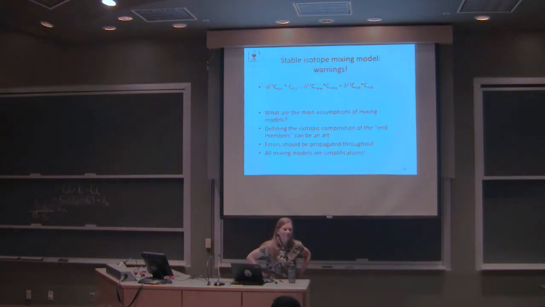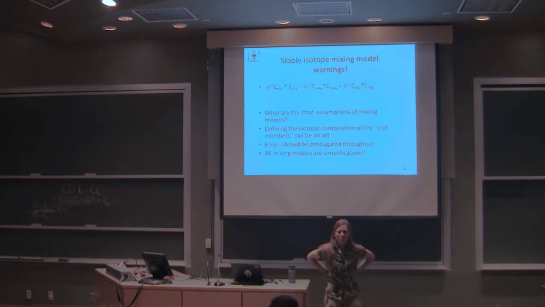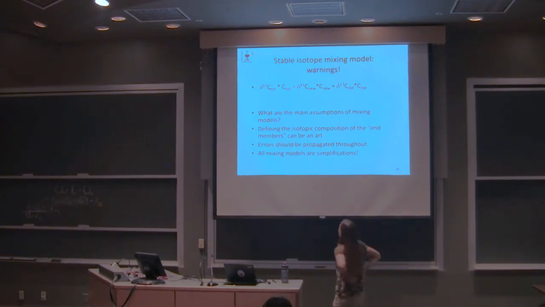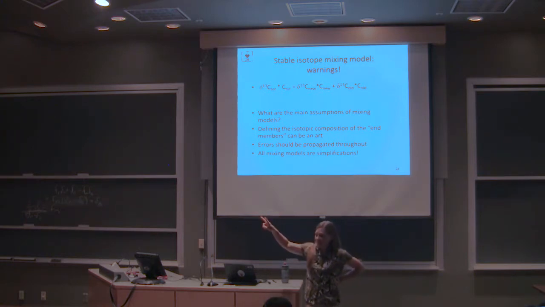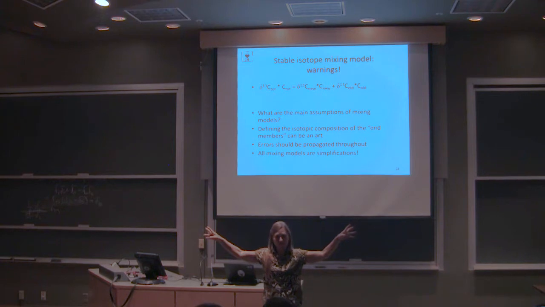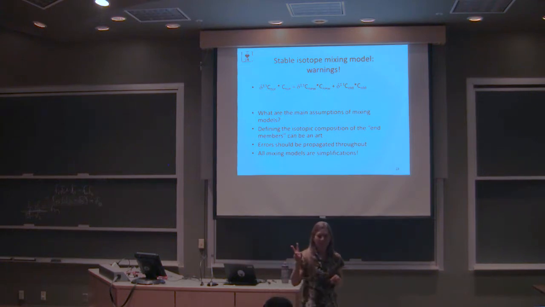Good. So this is kind of the bread and butter of mixing. A two-part mixing model is the bread and butter of isotope geochemistry, and it's really useful. But there are some warnings, right? Do you remember what the assumptions of mixing models like this are? Only 2 end members, right? So we think of the old and the new as being the end members, and we assume there's only 2. What else?